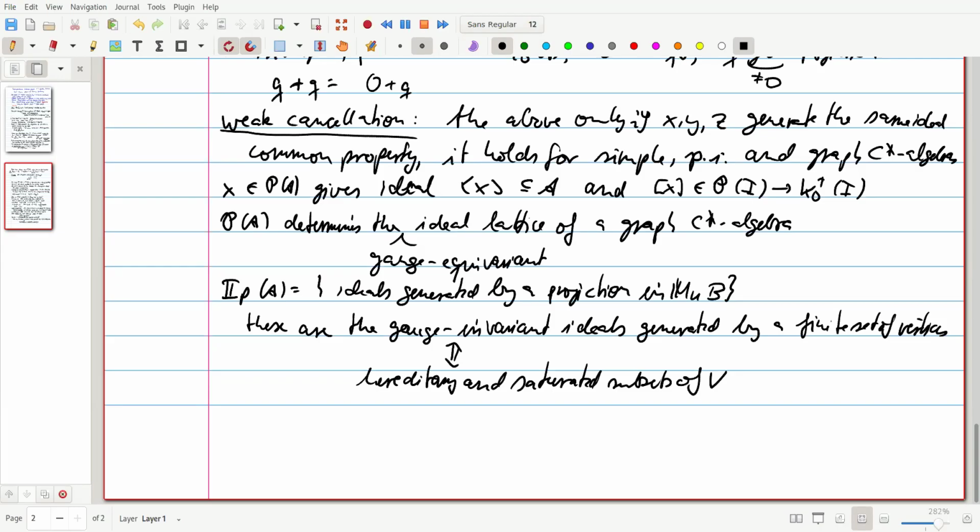So this is one piece of information that's hidden in this P of the C-star algebra monoid. And then I've already indicated how to map P of A to this I of P of A by just taking the support of a projection. So this would be the ideal that's generated by this projection. So I call this the support map.